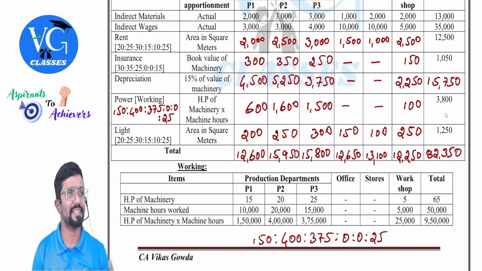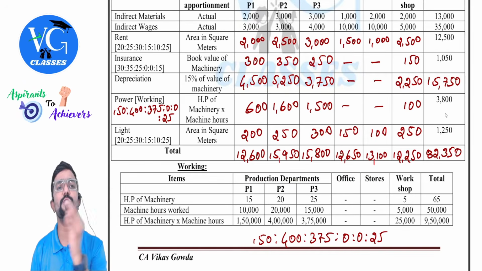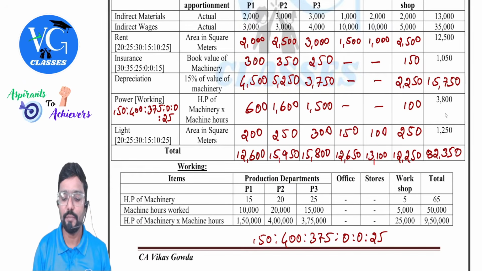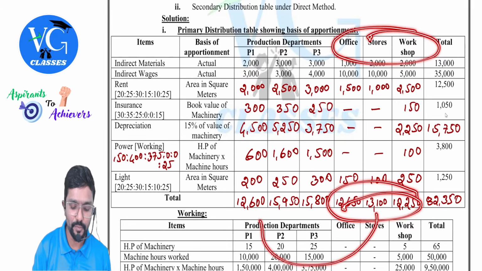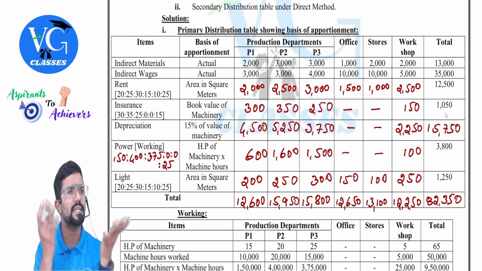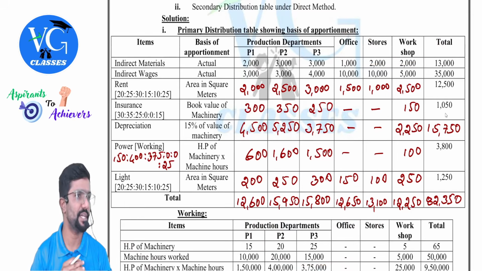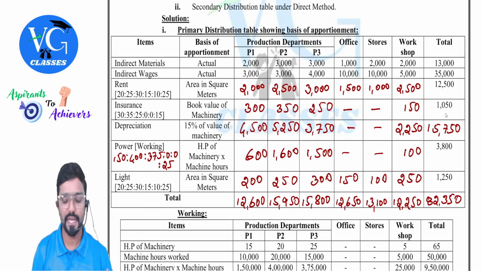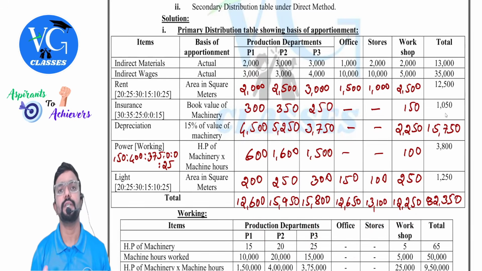But now the question is, sir, what is my ultimate purpose of doing all this? To calculate overhead cost per unit. Now, is there any production happening in these service departments? No, sir. So what is the use of the cost here? No use, sir. So what should I do? I have to reapportion this cost to production department. The reason is simple: there is no production happening in service department. What do I do with that cost? Clear? So in the secondary distribution, I will reapportion this cost to the production department.